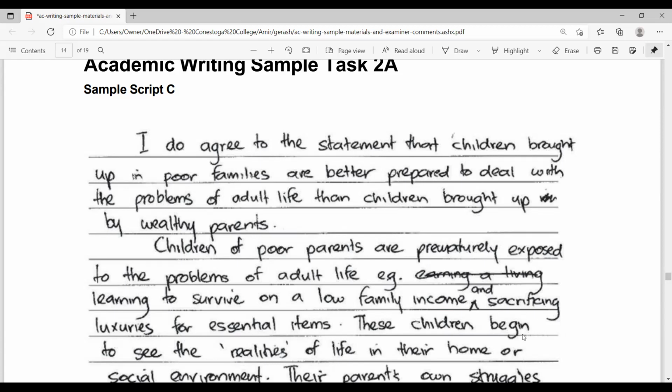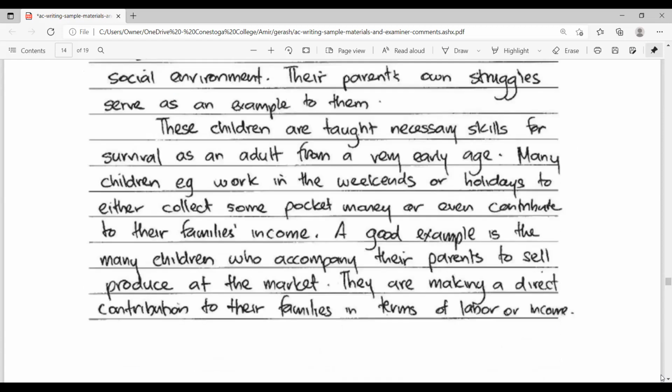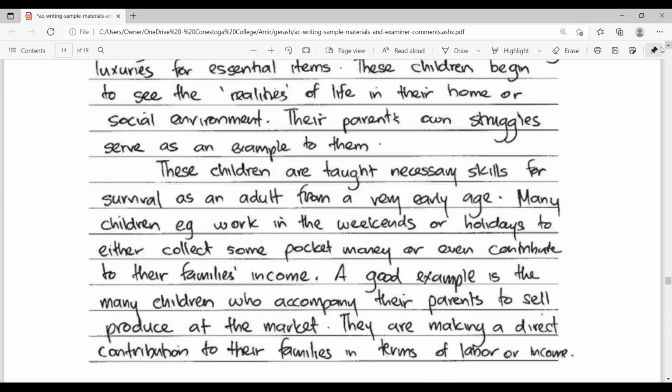These children, now we need to support that idea that they are better prepared for the future. These children, let me just explain. These children begin to see the realities of life in their home or social environment. So again, it is a support for the previous sentence. Their parents' own struggles serve as an example to them.